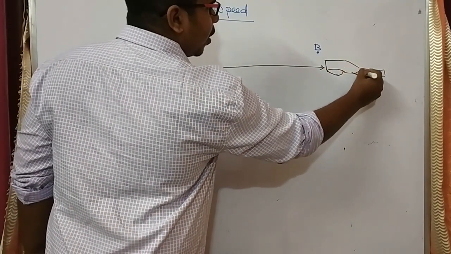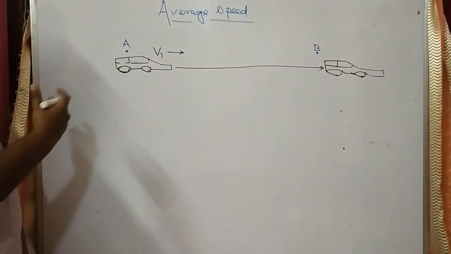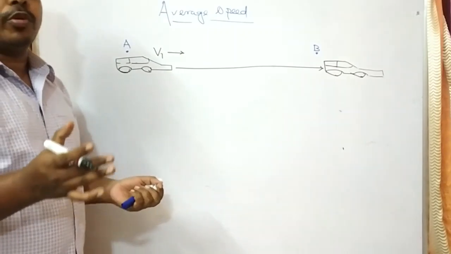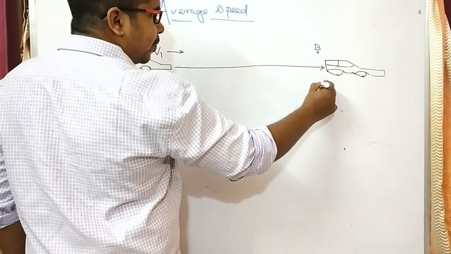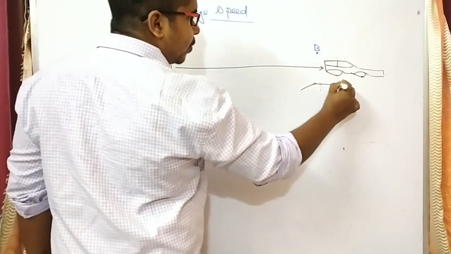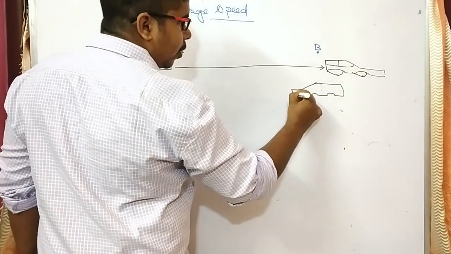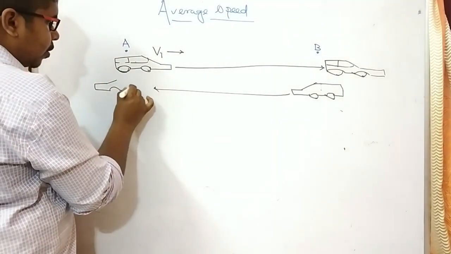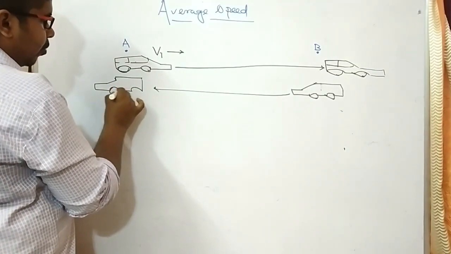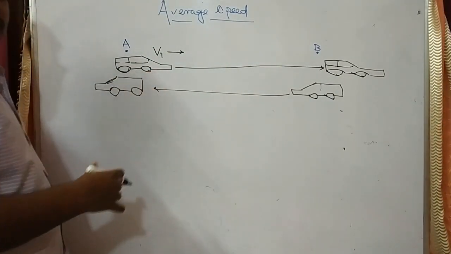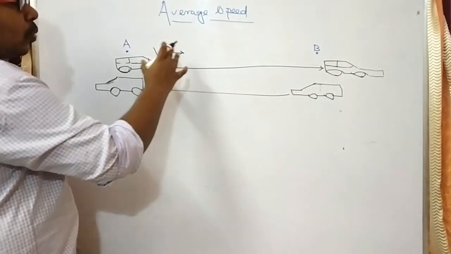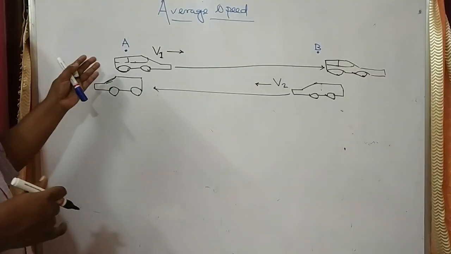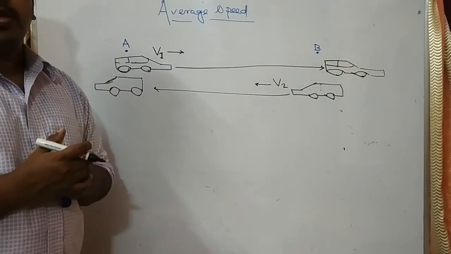That is our destination, and after going to Kolkata we will not stay there. After finishing our work, we start from here by the same car and come back to our place again. Maybe in my drawing the cars do not look the same, but assume the cars are the same. We went with the speed V1, and when we return, our speed is V2.